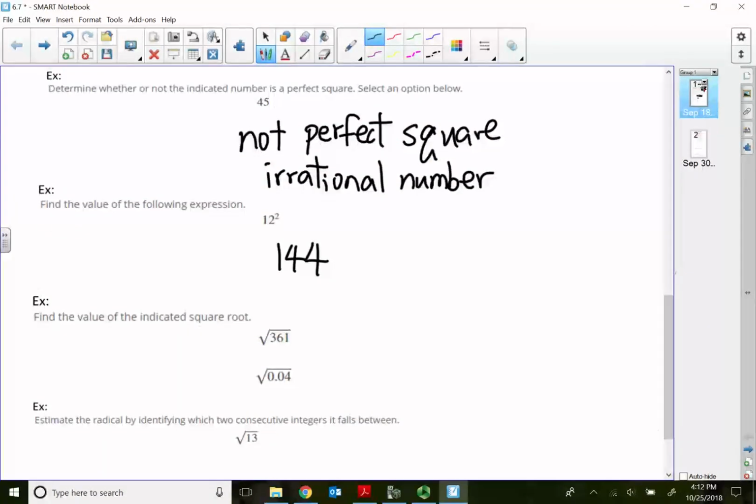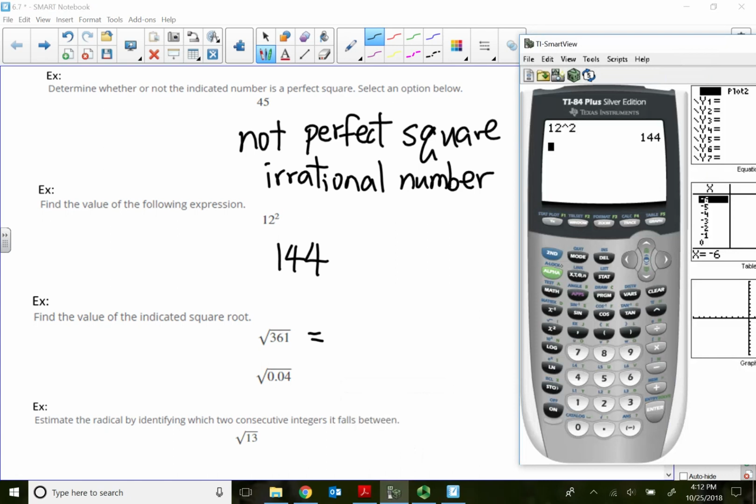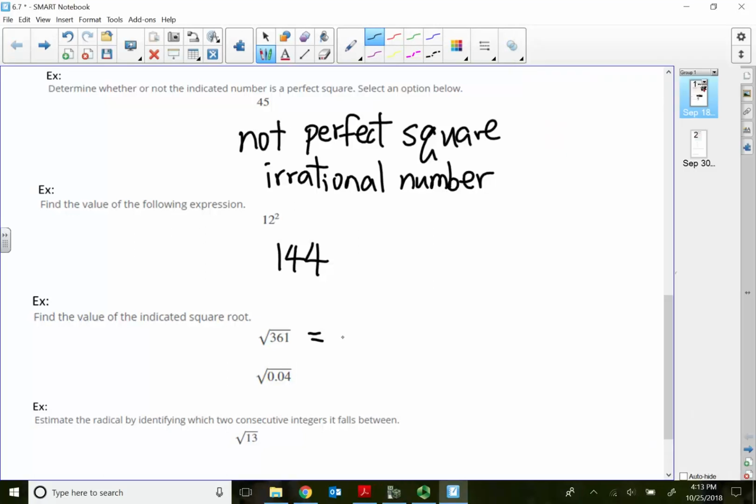All right, find the value of the indicated square root. So 361. So let's see. I don't know what it is. Second square root 361. All right, it's 19. So 361 must be 19 squared. So the square root of 361 is 19.